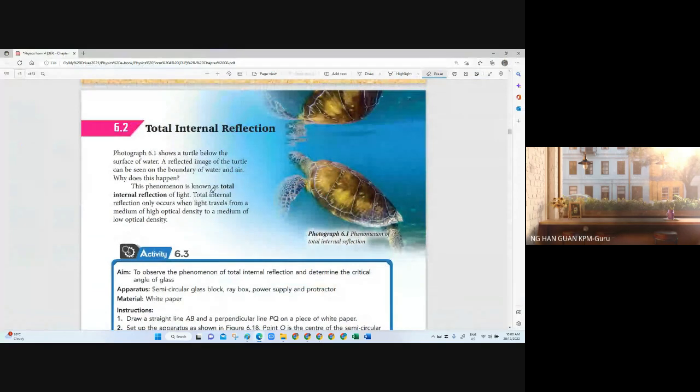Okay. Total internal reflection. All right. So please be alert to the terms. Reflection. Just now what we learned is refraction of light. All right. So this is 6.1, and now it's total internal reflection. Okay. So the concepts are related. So when you answer, make sure you answer correctly. Don't mix up the terms.